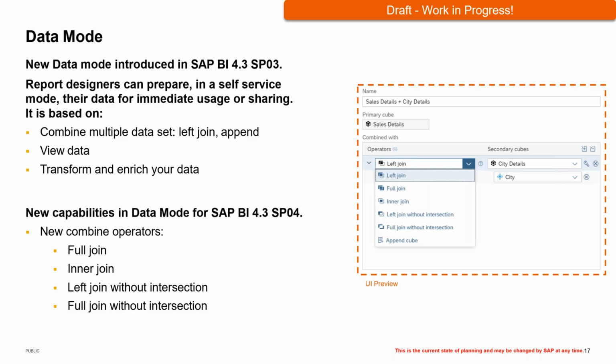And so it was very key and very well received, but one of the big fault lines was that it could only do outer joins. And so now new capabilities, we have the combine operators to do full joins, inner joins, and left joins without intersection as well. So fully capable to do better data modeling.